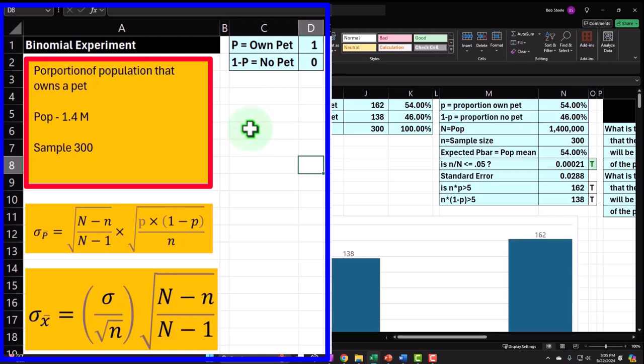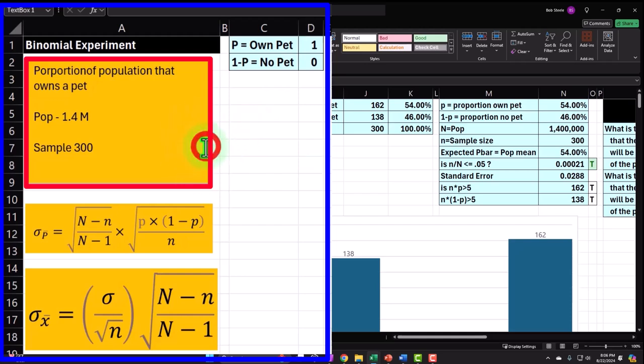If it was a polling situation, then who are you going to vote for, if there's only two candidates? Or are you going to vote for this candidate or not? You could have a binomial type of situation. Surveys such as, do you like this product, or do you not like this product, which would have a binomial, two answered type of situation.